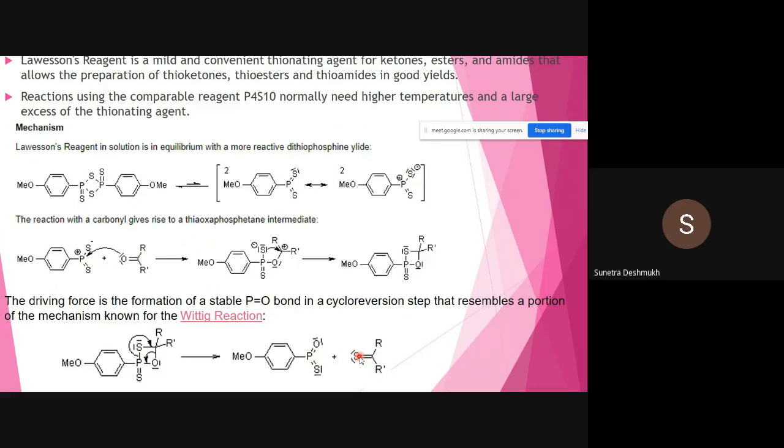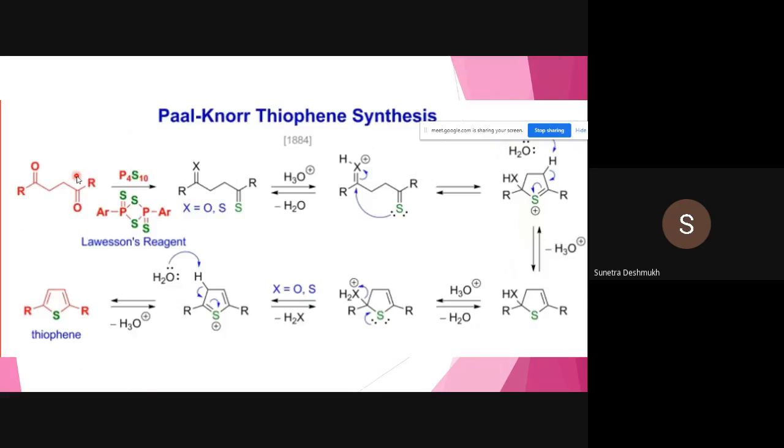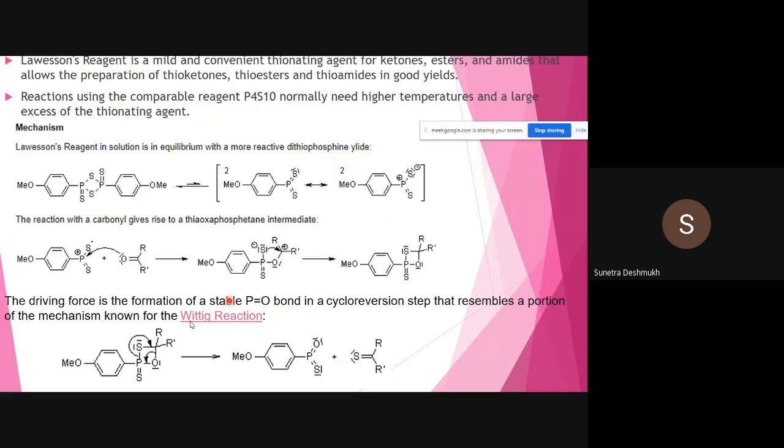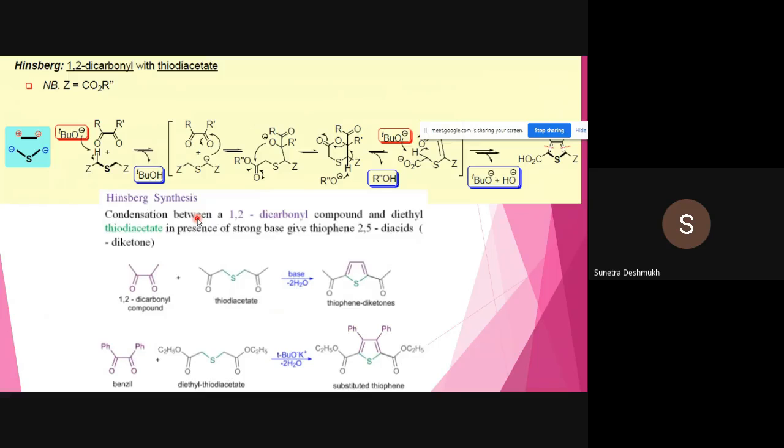In the same way, we have used Lawesson's reagent to induce sulfur in a 1,4 dicarbonyl compound. So here we have seen in the previous slide the oxygen compound, and now one of these oxygen atoms is getting replaced by the sulfur atom. Same mechanism: first splitting of the Lawesson's reagent, and then the ylide of the Lawesson's reagent reacts with this oxygen atom to form a four membered ring, and that four membered ring, on splitting, transfers the sulfur to the carbon atom.